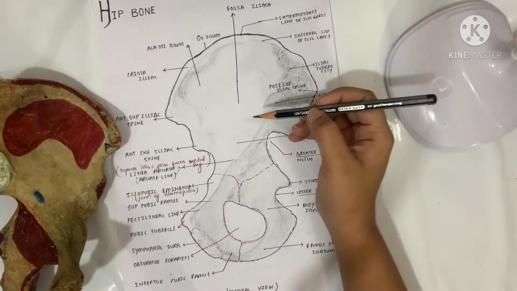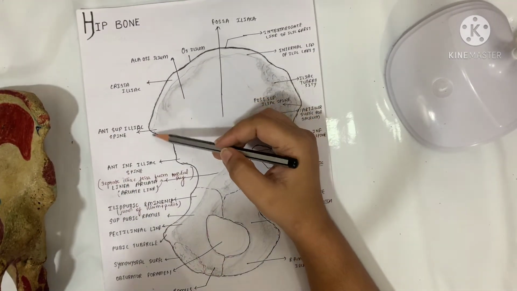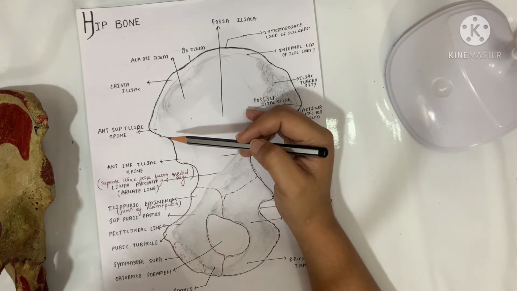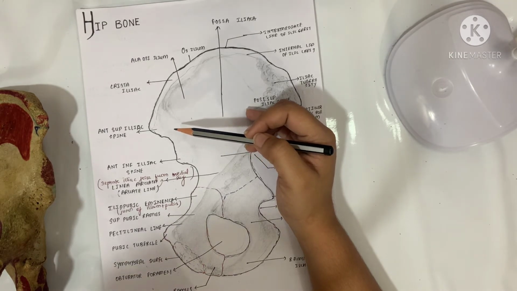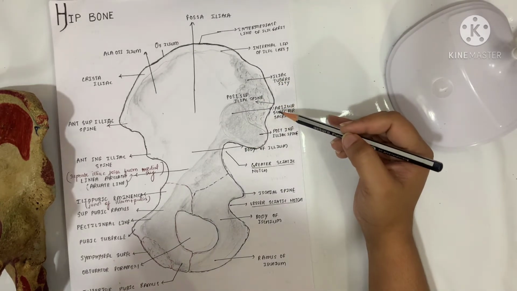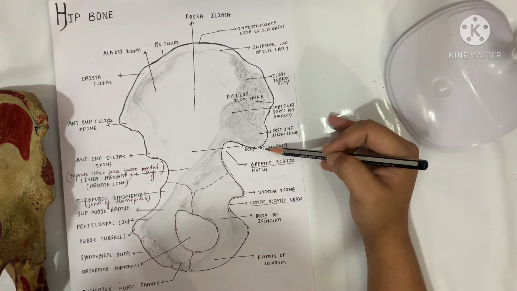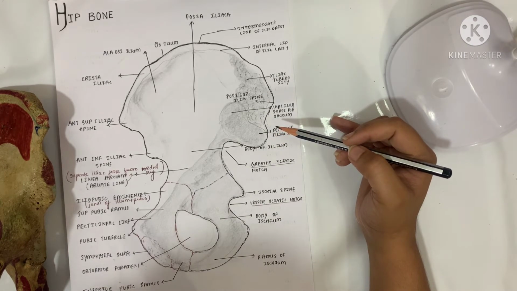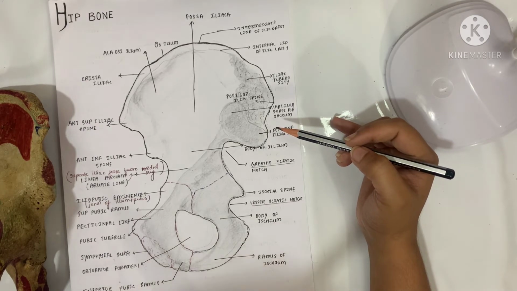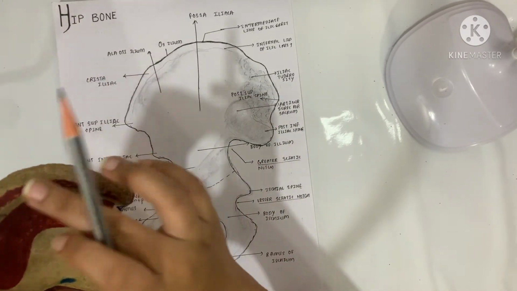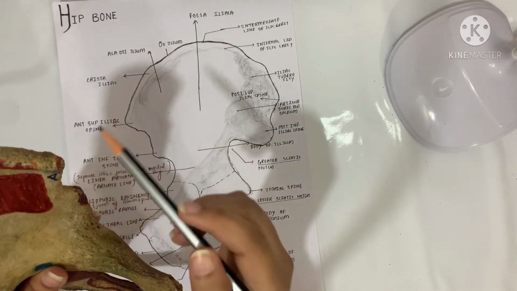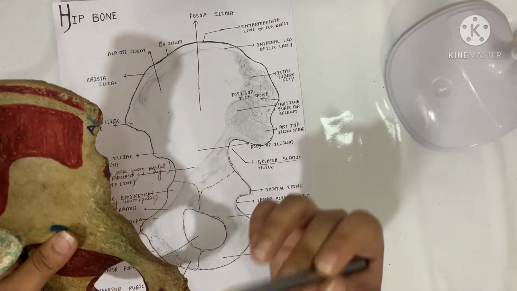Then see, here you can see better. This one is the anterior superior iliac spine, and in continuation below it is present the anterior inferior iliac spine. Same on the posterior side, posterior superior iliac spine and posterior inferior iliac spine. Coming to the next one, that is the iliac crest. It begins at the anterior superior iliac spine and ends at the posterior superior iliac spine.